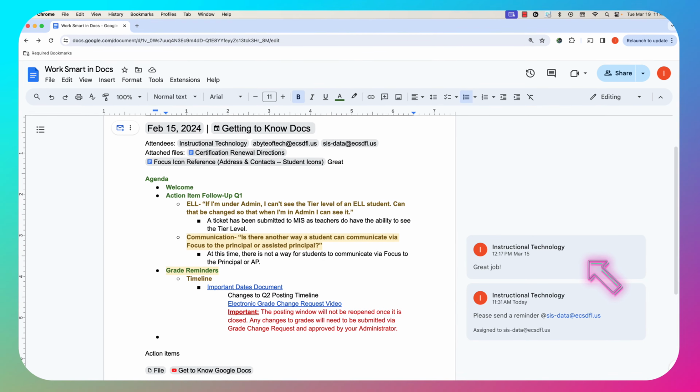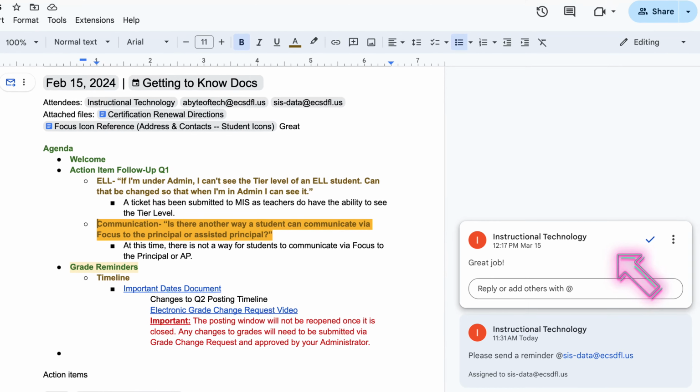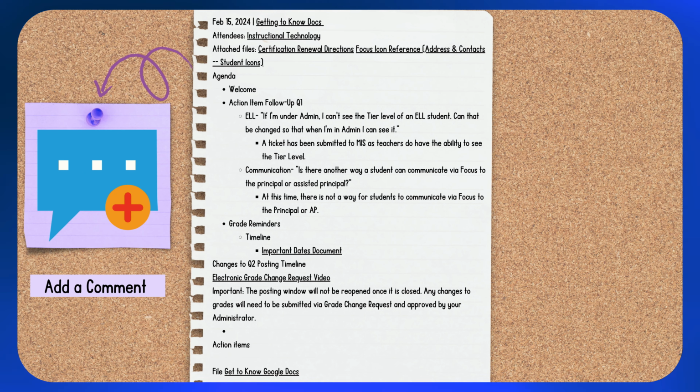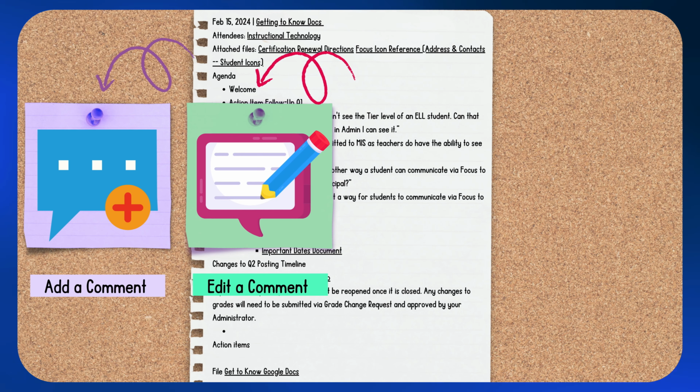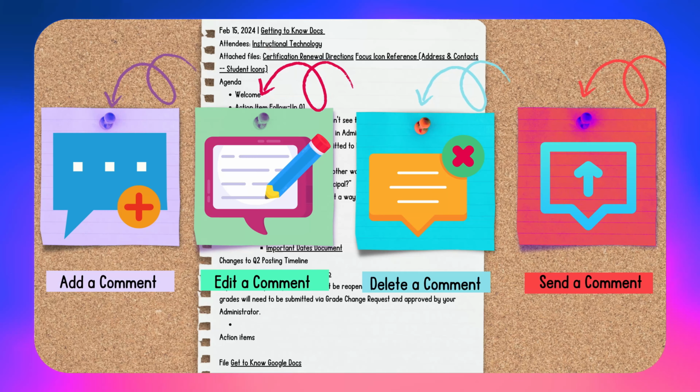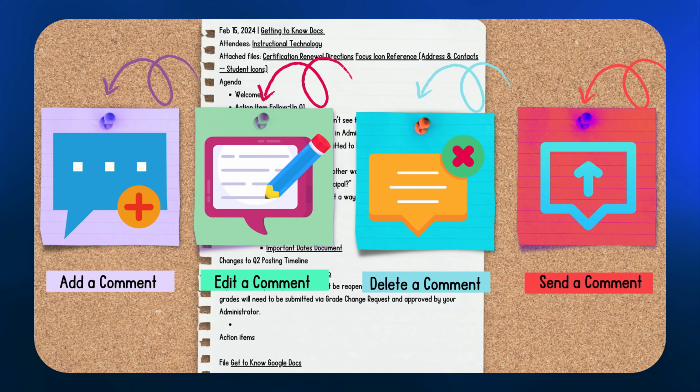To reply to a comment, click on it, type your response, and choose Reply. So that is how you can add a comment, edit a comment, delete a comment, and send a comment to a specific person in Google Docs.